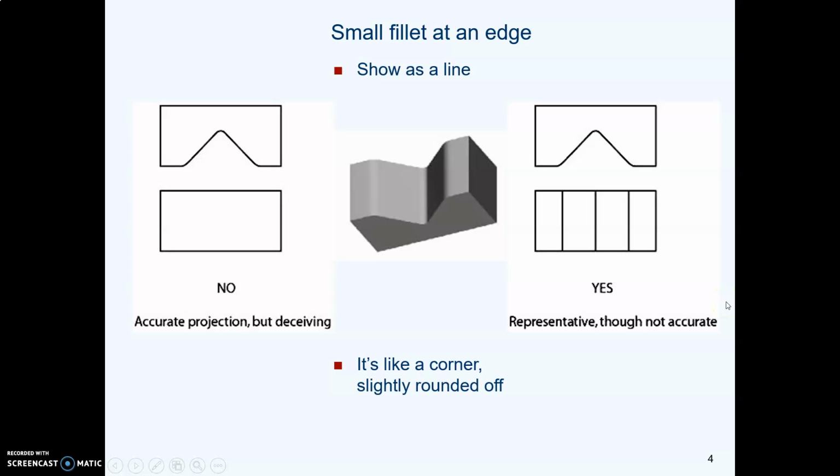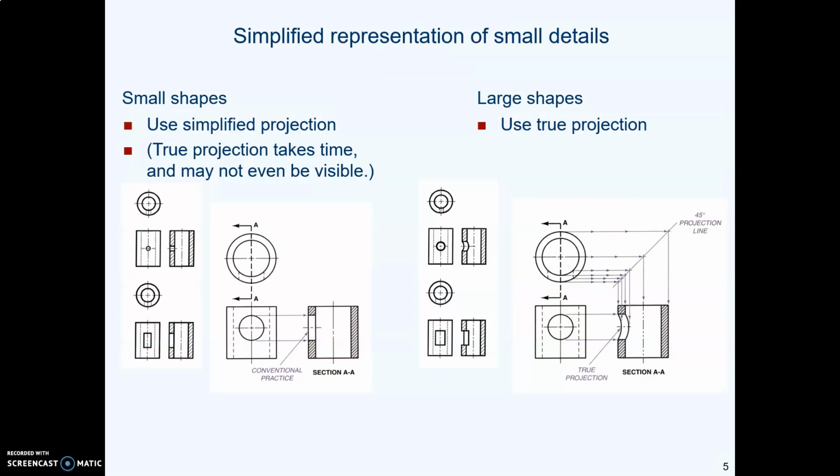So you kind of have to use your discretion as a drafter and decide when are we looking at a big old tangent curve and when are we just looking at a corner that has been slightly rounded off. Last couple of items, just for your information, FYI.